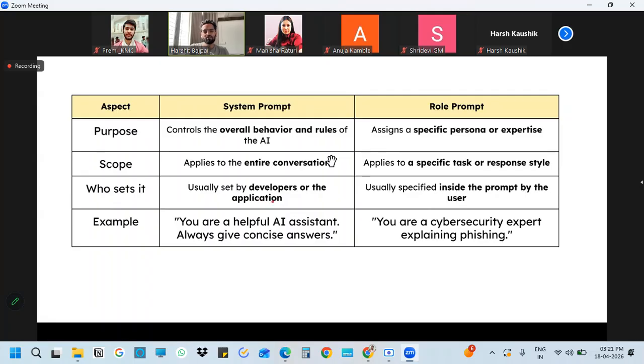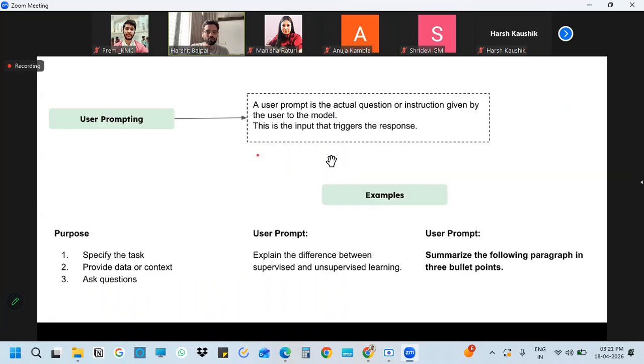Now, generally, when we are developing something, like when you will create a chatbot in some time, and hopefully in some sessions, you would set this tone essentially. And here, this is done by the user that you can assign a role like it is a cybersecurity expert, something of that sort. Whereas you can give this in system prompting as a behavior: you are a helpful AI assistant, give some concise answers, etc. So this is the major difference between system and role prompting.